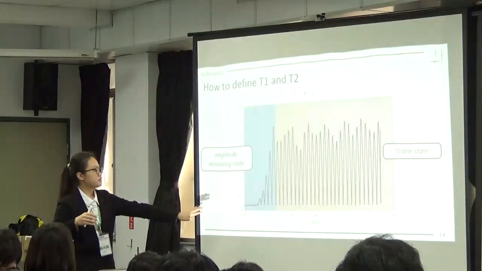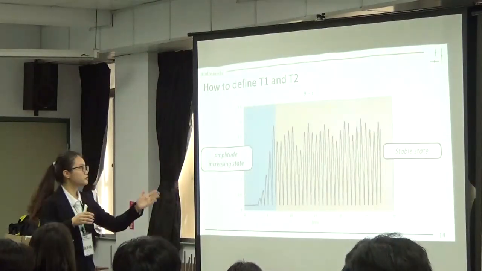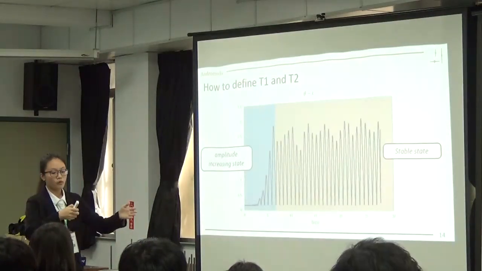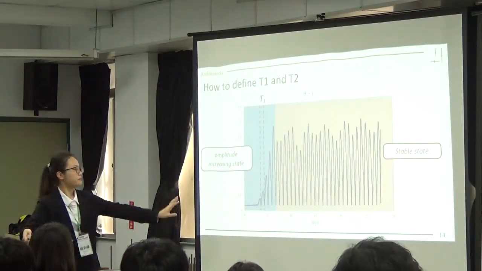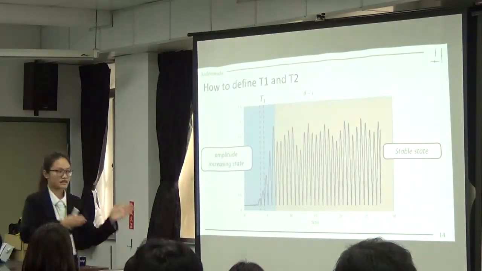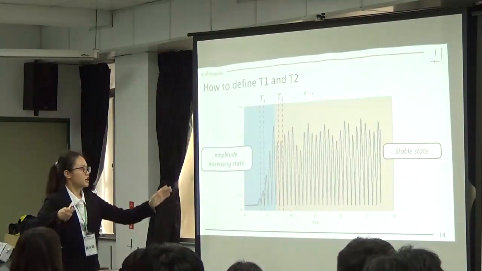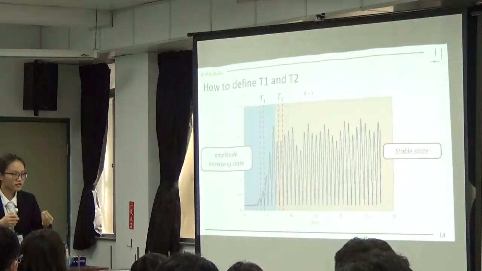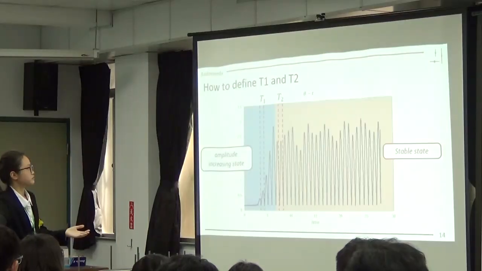As you can see, there are two parts of the graph. The blue part is the amplitude increasing state that I just talked about in the observation part. So we identify the time period in the amplitude increasing part as T1, and we identify the time period in a stable state as T2. And now we can finally go to our data analysis.